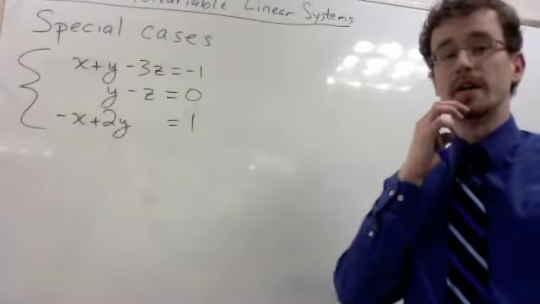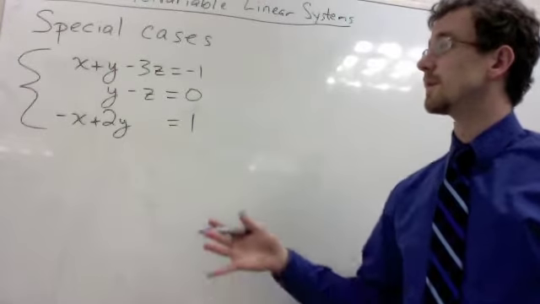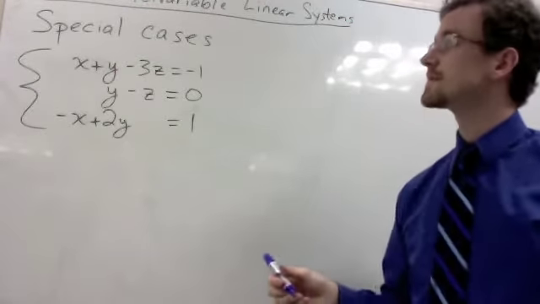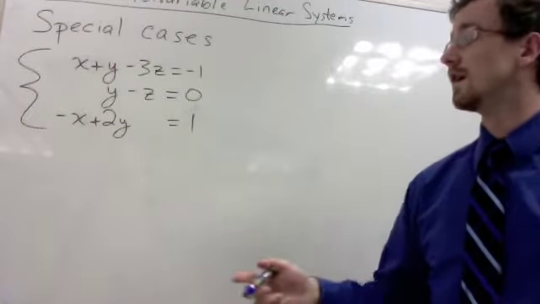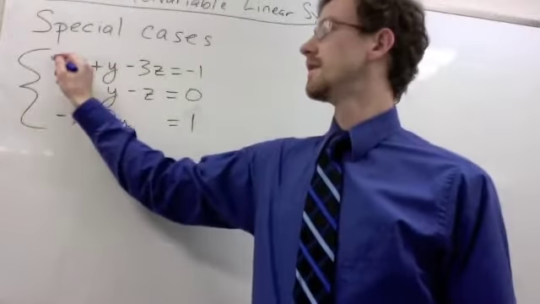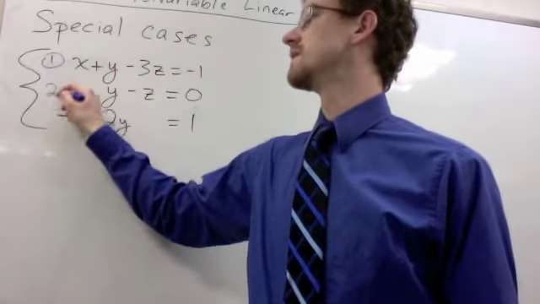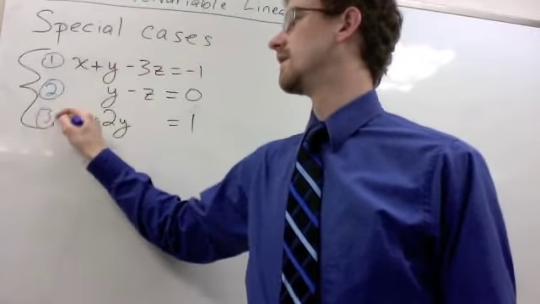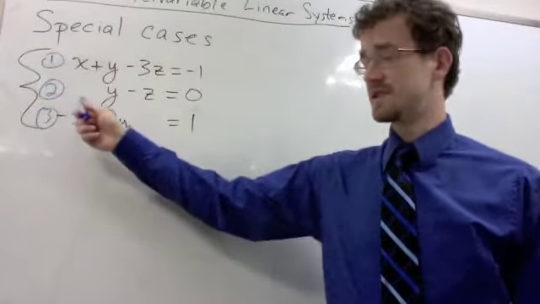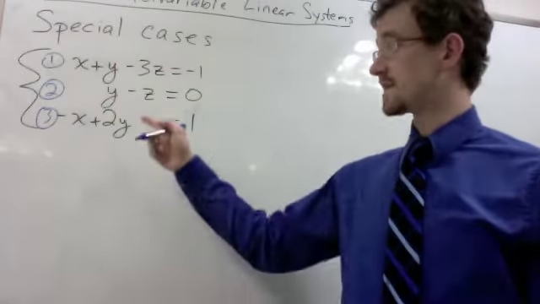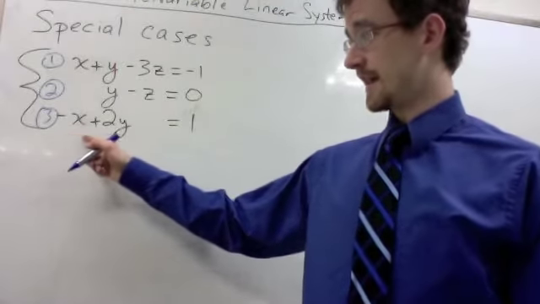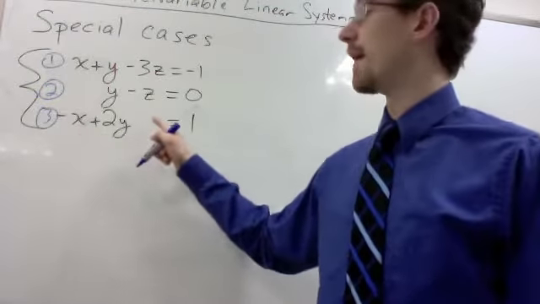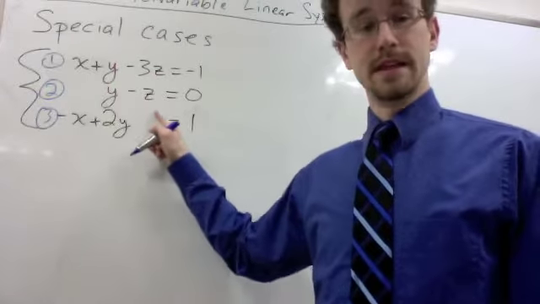Just as we had with our systems with two equations and two variables, we run into special cases when we have multivariable systems as well. So here we have a system of three equations, 1, 2, 3. Equation 2 is already set up for row echelon form. That's good. In order to get equation 3 in the proper format, we want to have only z.